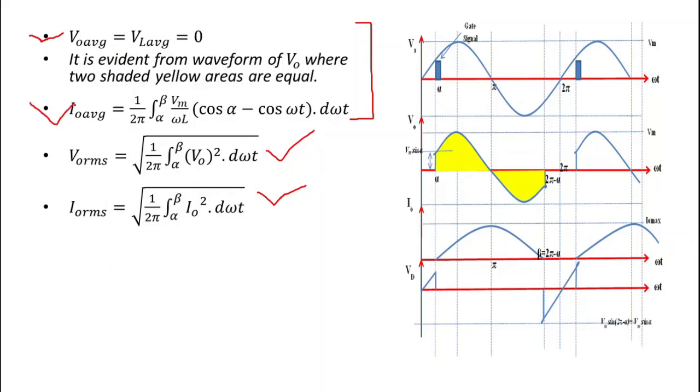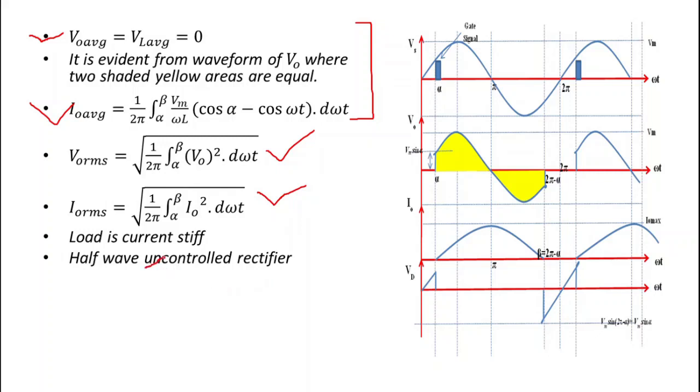Okay. Now next, this load is a current sink. Why is it a current sink? Because the voltage and current waveforms are not similar. That's why this load is a current sink. And this is a half wave controlled rectifier.